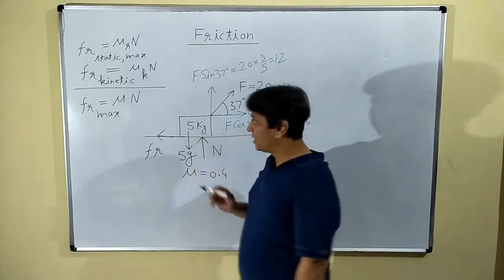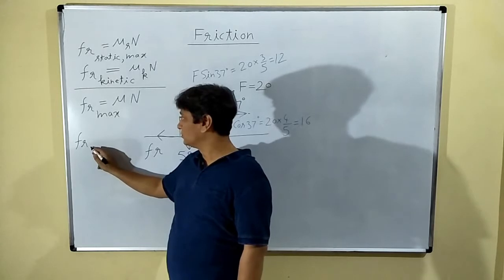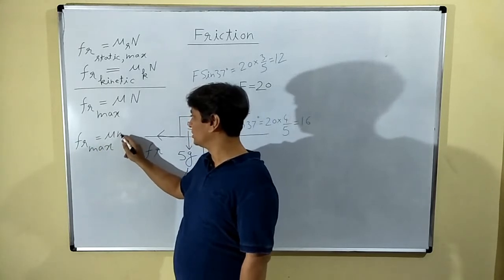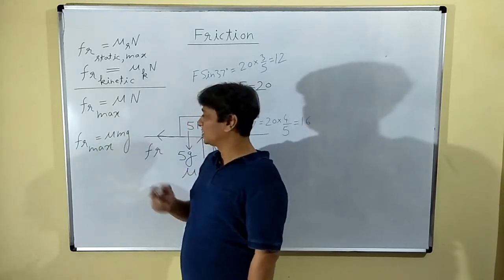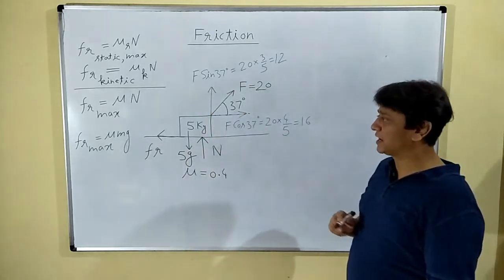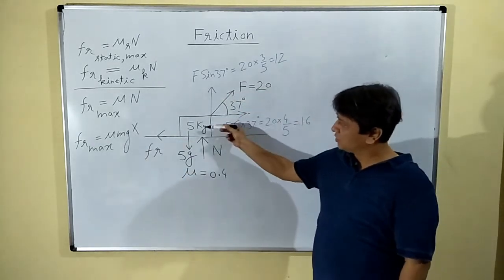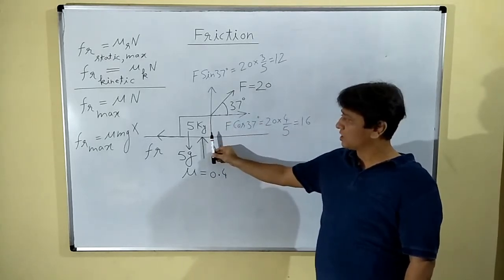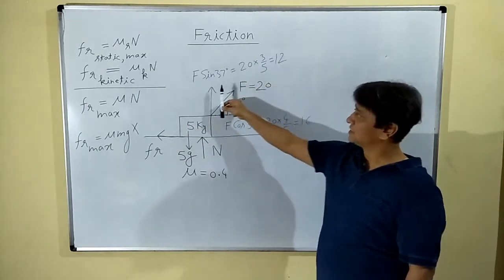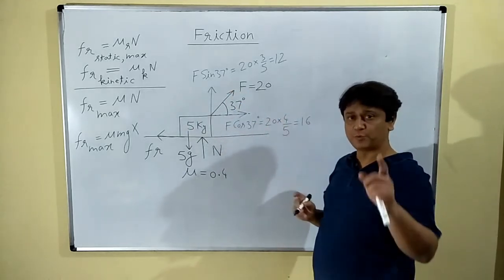Normal reaction. अब आदमी क्या गड़बड़ करता है? लोग गड़बड़ ये करते हैं कि Fr maximum, they remember it like this. Fr maximum is mu mg. ज्यादातर केसेस में नॉर्मल रिएक्शन फ्रिक्शन के केसेस में mg आता है and therefore they just remember it like this. But it's wrong. Why wrong?